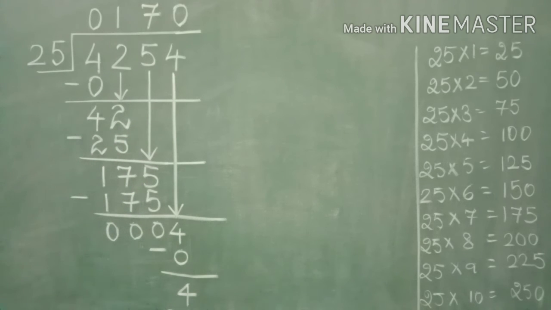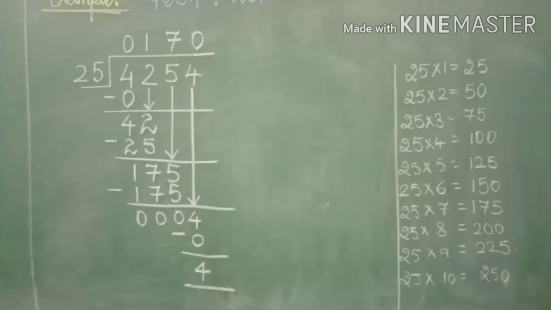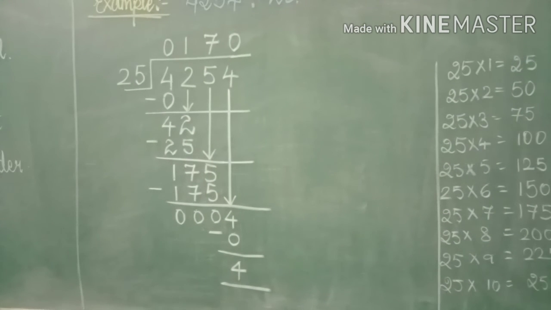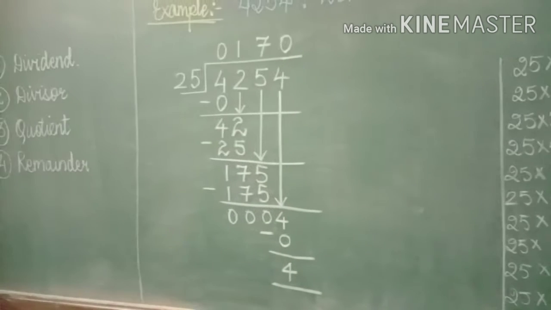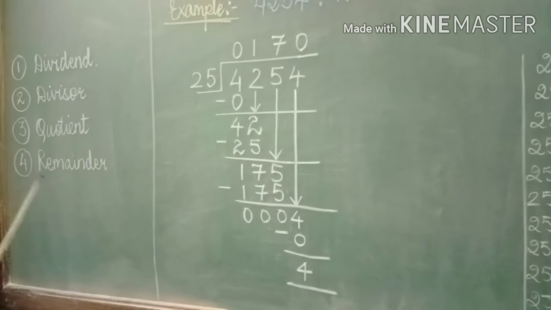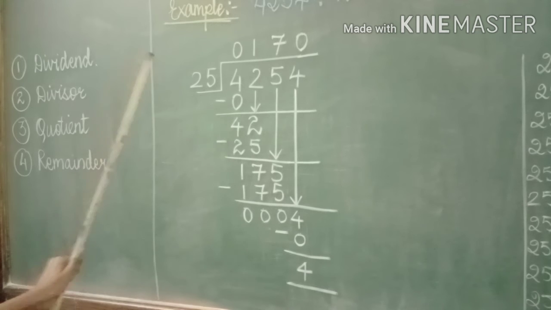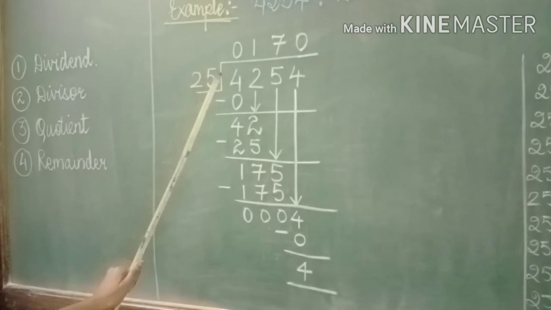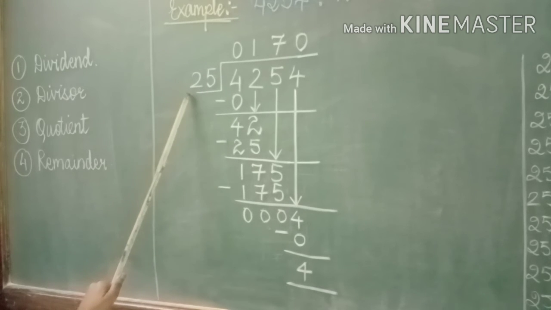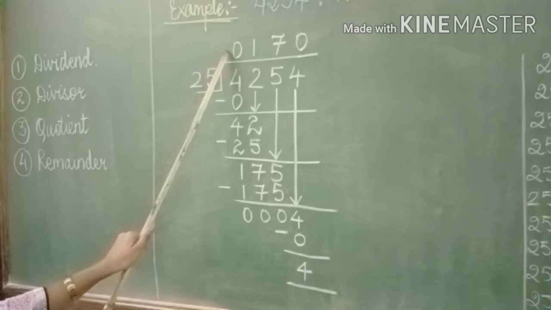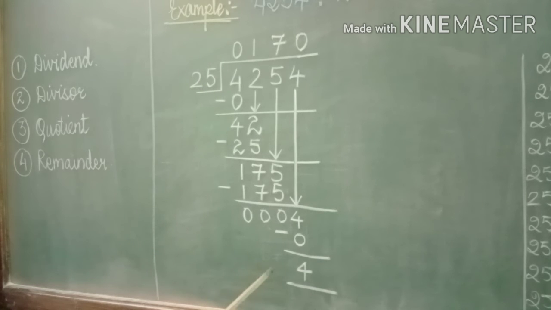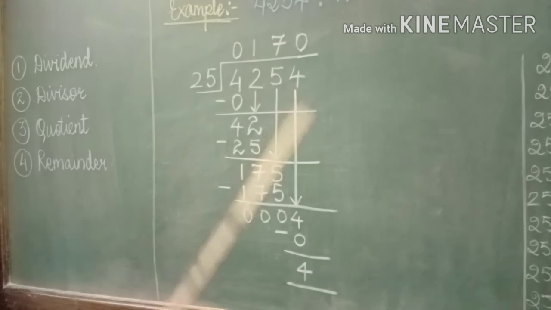Now I am going to teach you the next step of the division, that is the 4 steps. If you remember, these 4 steps I have written. Which 4 steps? That is dividend, divisor and quotient, remainder. Now here we have to come to know what is called the dividend, what is called the divisor, what is called the quotient and what is called the remainder. Let's see.